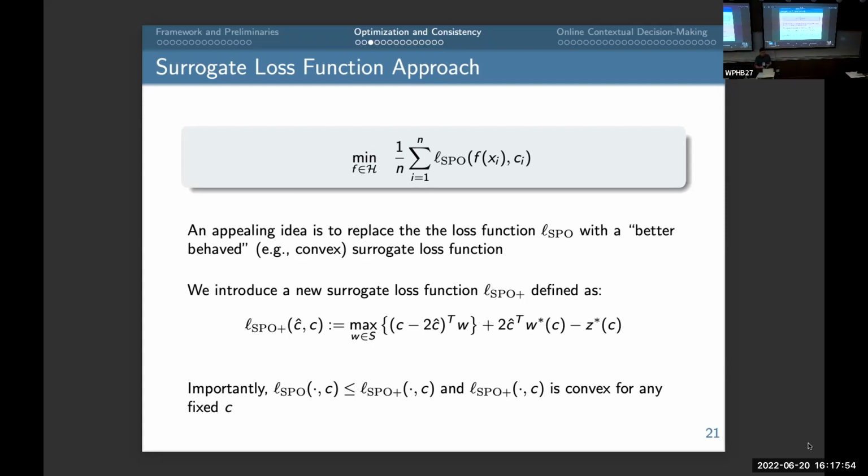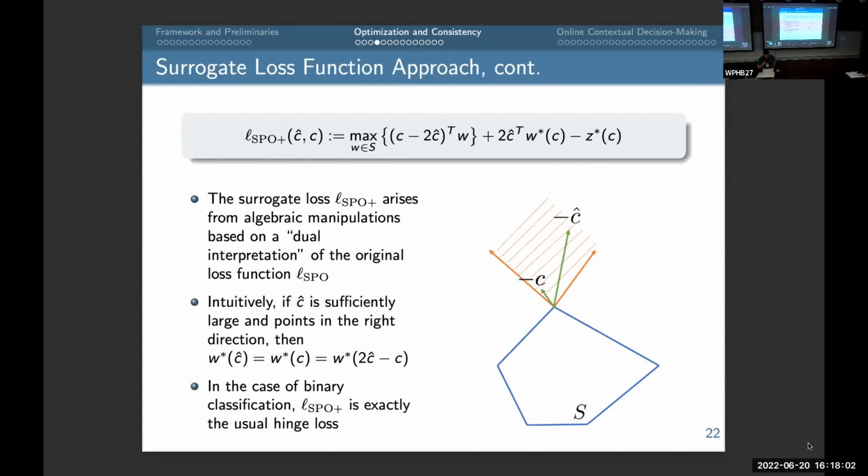And this is just like the hinge loss of SVM. It's just like many other surrogate loss functions. These are two desirable properties. Now, the formula looks a little bit unintuitive, and it definitely is at first sight. But let me provide a little bit of intuition, or try to. First of all, where it comes from is a duality argument. We provide in our paper a dual interpretation of the original SPO loss and derive this surrogate from that interpretation. And some of the intuition for what it's doing comes from this picture.